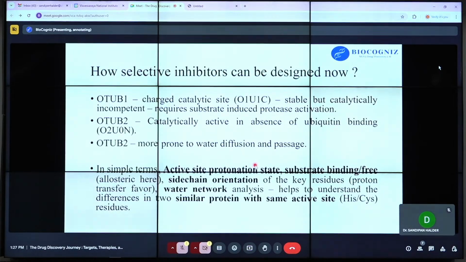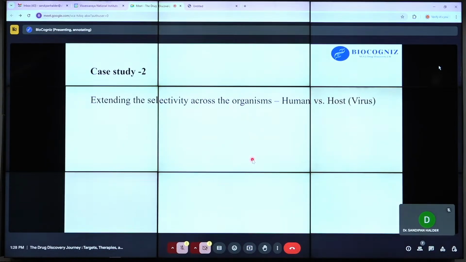If you are able to do this kind of analysis at the structural level, then we can achieve higher selectivity for the two similar proteins. When you achieve that kind of selectivity, you can minimize the side effects, right? So we have to go this way. I hope that's fine. Now we extend this to the host, right?